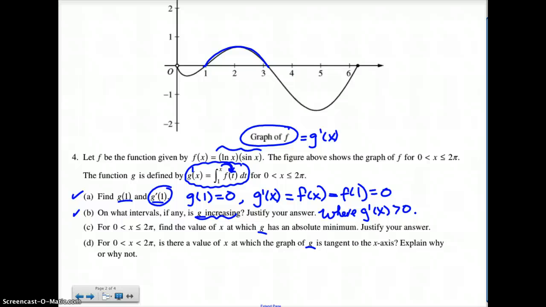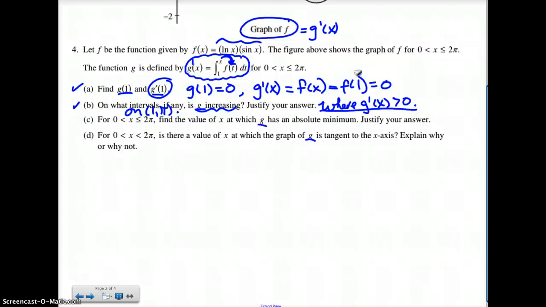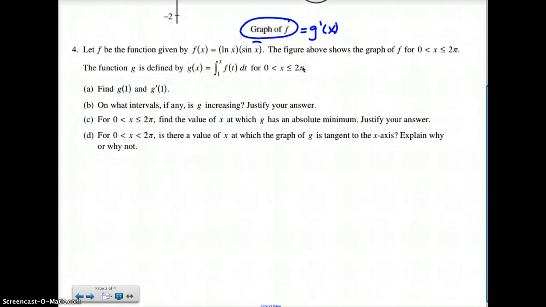So the best answer for that is very succinct. You would just say it's increasing on 1 to pi, and then your reasoning can just be because g prime of x is greater than 0. It can be as simple as that for that one. Let me extend the page a little bit here. And that was 4 points. It was 2 for each one of those. So 2 points for this, 2 points for this.